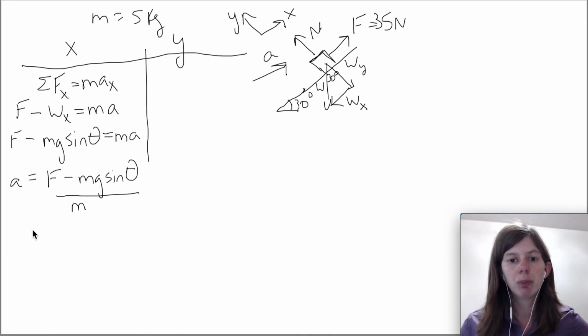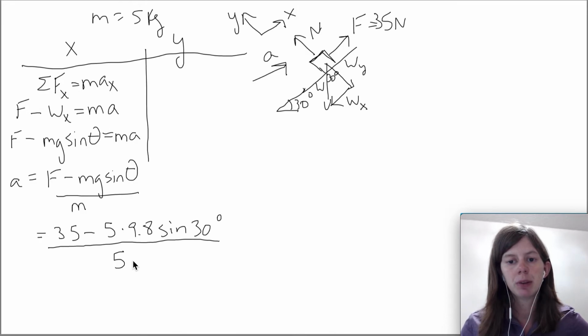And now we can just plug in everything that we know. The force was 35. The mass is 5. g is 9.8. Sine of 30 degrees. And you might get used to this, I like to use 30 degrees because sine of 30 degrees is 1/2. That's an easy one to remember. It saves time instead of having to put it in the calculator. But now you plug all of this in the calculator, and I got 2.1 meters per second squared.